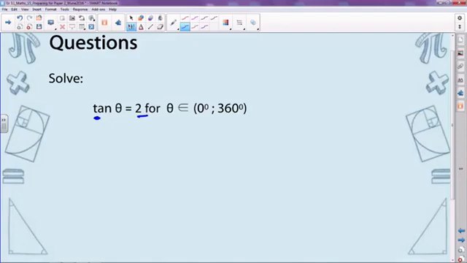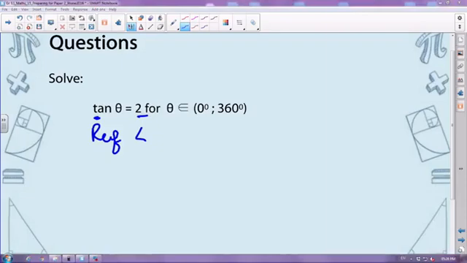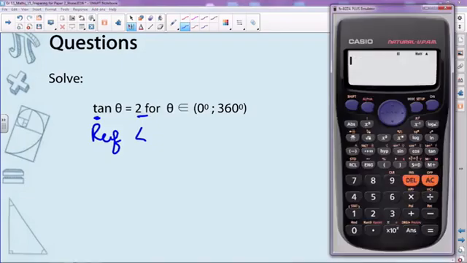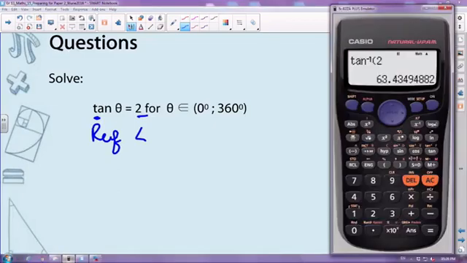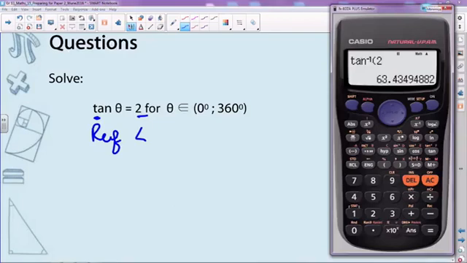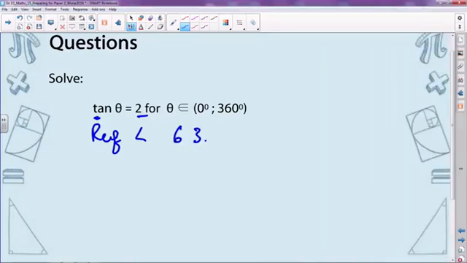Then you find your reference angle, okay? So your reference angle is given by, now in this case, that's your shift tan of 2, right? 63.43. 63.43. Okay. Now, this is your reference angle. Then from there, you go to your original problem. Okay?